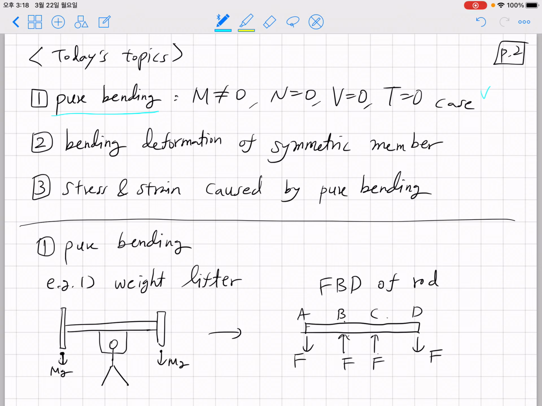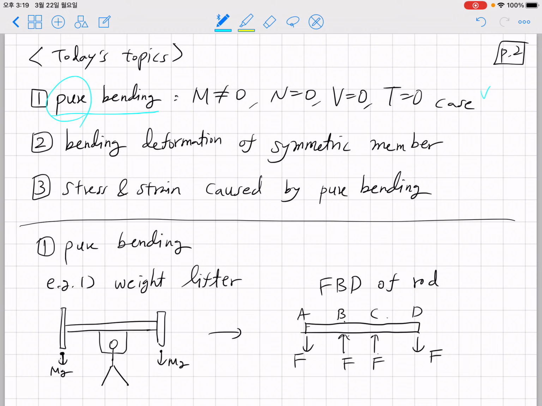Then we considered T equal non-zero and other reactions becoming zero, which is torsional loading. And today and in the bending lectures, we'll consider the non-zero M case and other reactions becoming zero. So after going through these reactions one by one, then we're going to combine them near midterm time or after midterm time. Okay, so we'll begin with the definition of pure bending. Only M is non-zero and other reactions become zero.